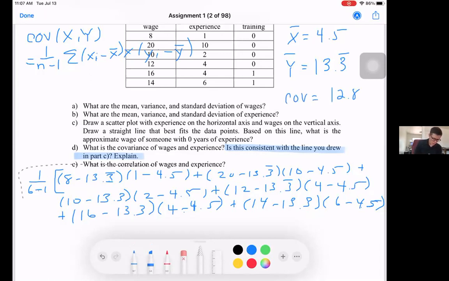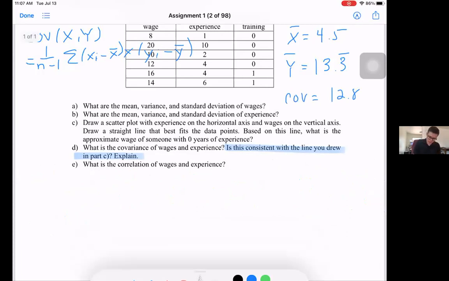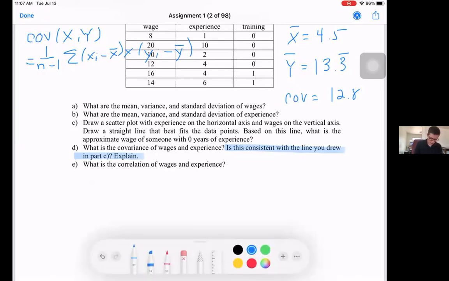So the last question of this homework asks what's the correlation between wages and experience? So we don't need to do much more math. Remember that the formula here is that the correlation is equal to the covariance divided by the standard deviation of X times the standard deviation of Y. Okay, so we have the covariance. What was the covariance again? 12.8. Perfect, 12.8.